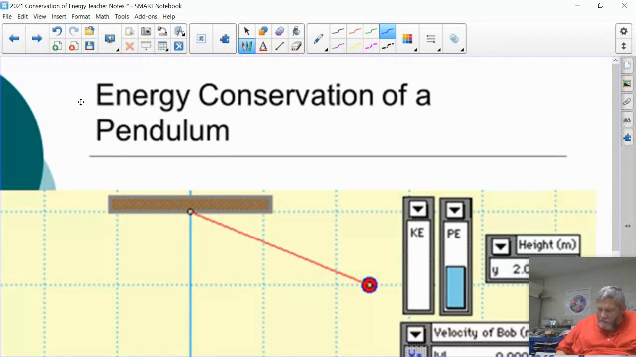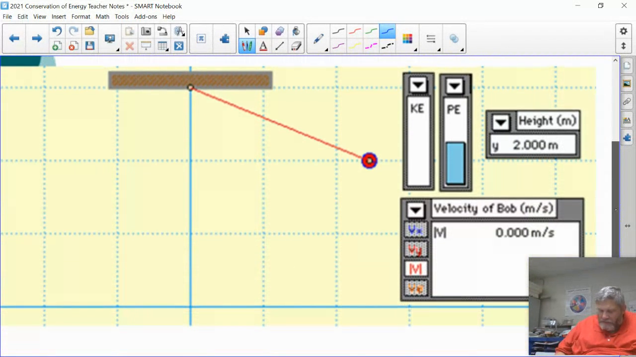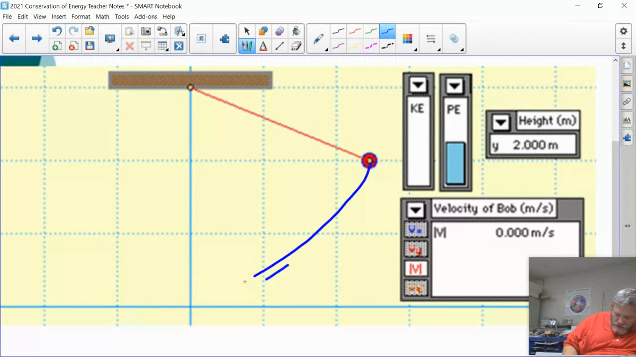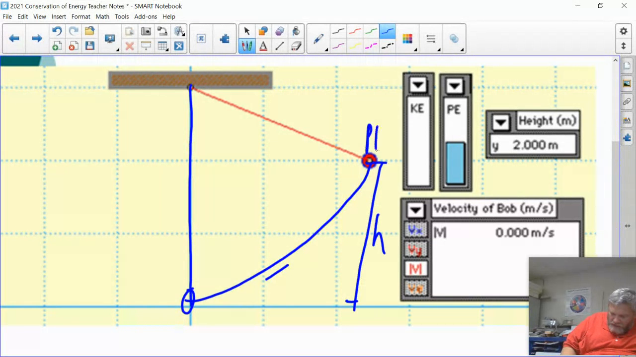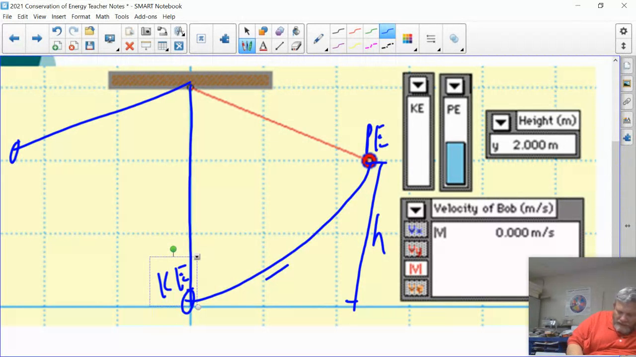Okay, here's a pendulum. Kind of the same idea. Right, the pendulum swings down. It's going to come all the way down here, and so it's got a lot of potential energy here, and that potential energy turns into kinetic energy down here, and then it comes back over to here, and it loses that kinetic energy and turns back into potential.